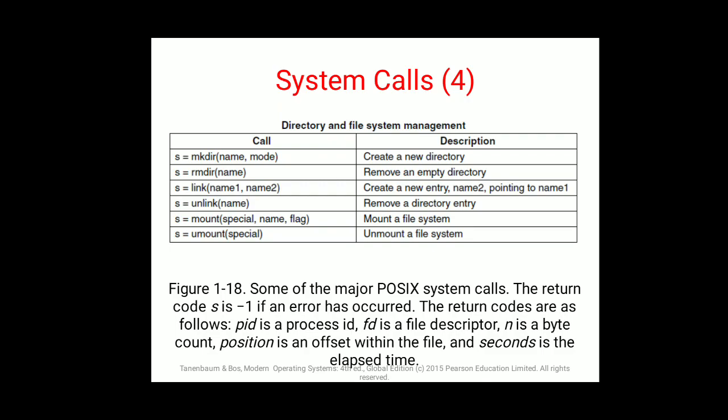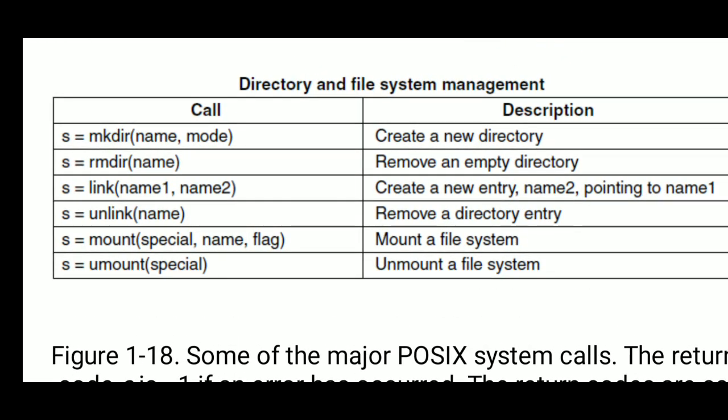So see here, when we talk about file management, it's only about the file. When we talk about directory and file system, it is about the folders also. For folders, we have a technical word, that is directory. The first system call which we have for directory and file system is mkdir. mkdir is to create a new directory, that is a new folder.